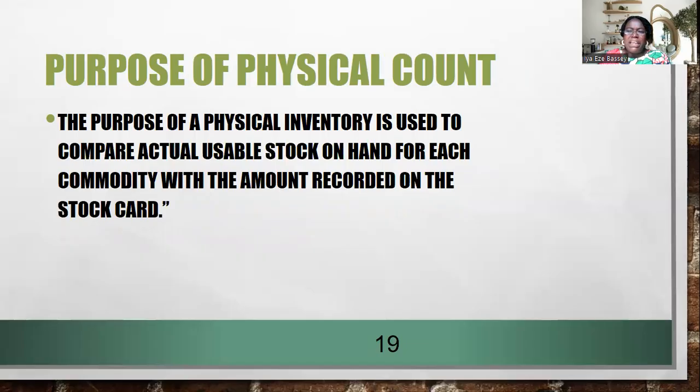So why do we want to do a physical count? Is it not enough? Our books are recording everything, so we don't need a physical count. Why do we want to do that? You want to do that because you want to compare what is actually on the ground, the actual usable stock on hand for each commodity, with the amount that is recorded in the stock card. This is life. Bad things happen.